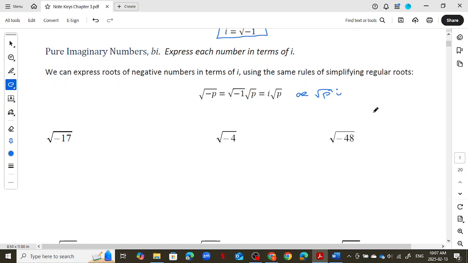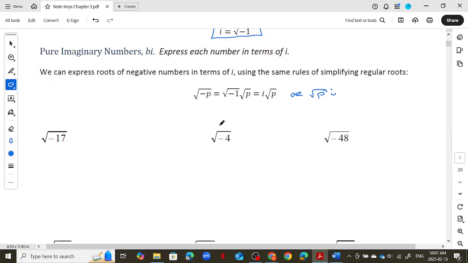If you do i times root p or root p times i, I tend to use root p times i, even though that's not what the textbook had, just because when we learn how to write complex numbers, we usually write them as a plus bi, and that imaginary part's on the end. Plus, then it kind of feels like a variable.